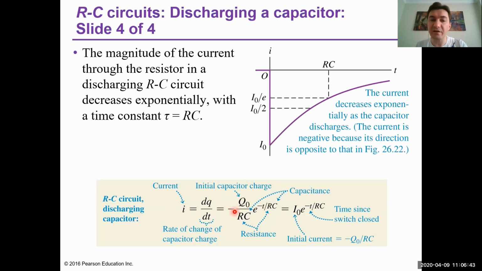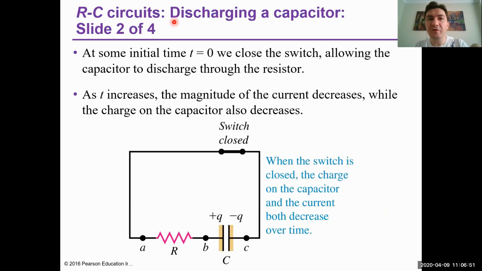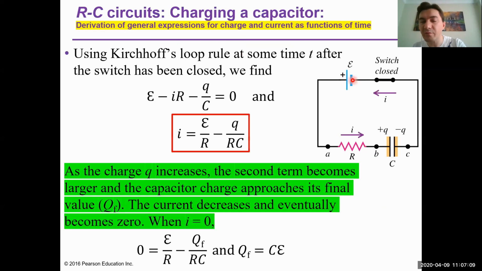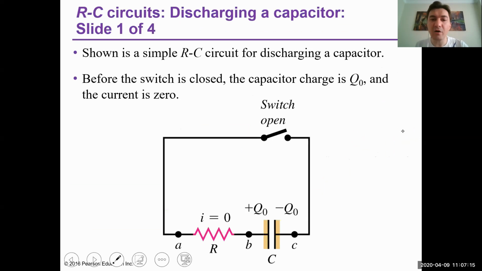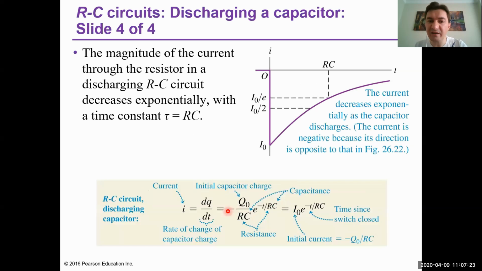So if we increase the time, then this term will decrease and then current will decrease. But what you see here, the sign of the current is negative. Why? Because for a discharging capacitor, the direction of the current is opposite compared to the charging case. You remember during the charging, it was like this, from positive to negative of the EMF, and this is the current direction. But now the direction of the current is from positive to negative, so opposite to the charging case. For this reason, we have a negative sign.